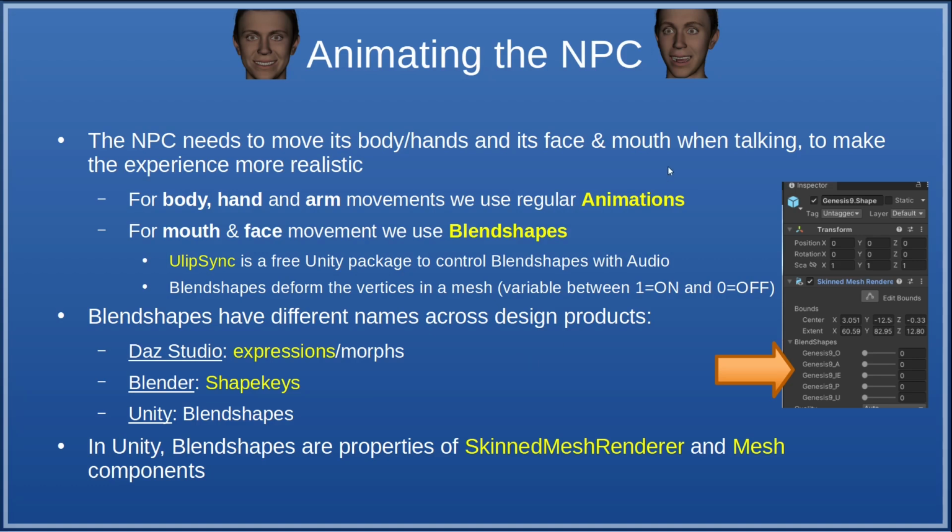Now blend shapes have different names across design products. If you use Daz Studio, they're called expressions, and expressions turn into morphs, and in a morph you can export. In Blender, it's called shape keys. In Unity, blend shapes are properties of the skinned mesh renderer and of mesh components. So you have to look under the skinned mesh renderer to see if you have blend shapes.